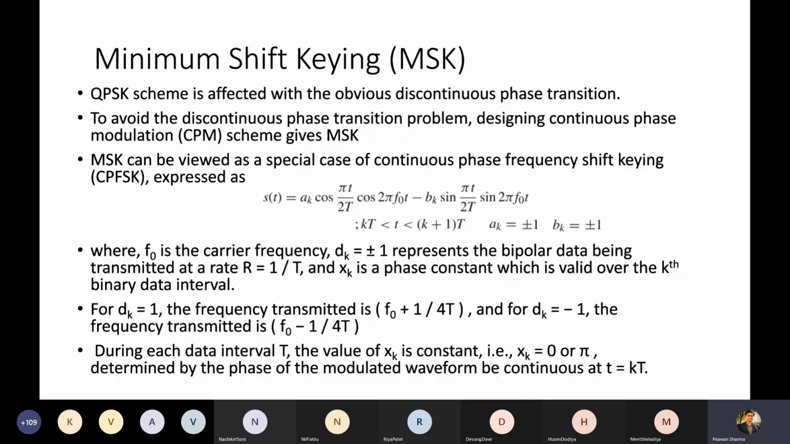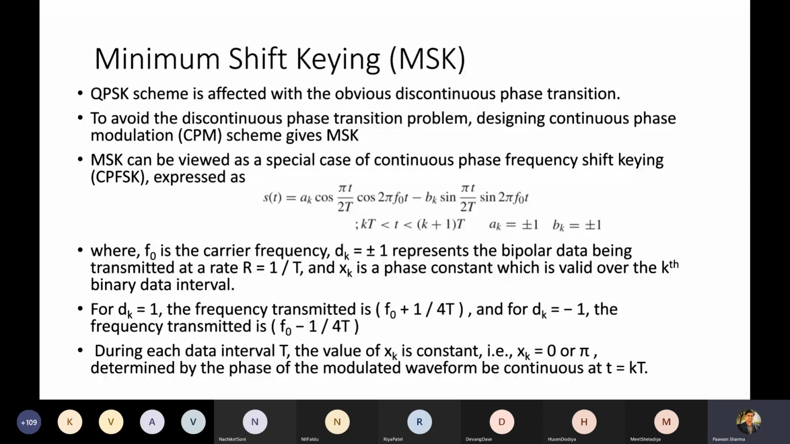There is something we call minimum shift keying or MSK. As we have seen, there are 4 phases in quadrature phase shift keying, and there are discontinuities in that. Sometimes plus 135, then suddenly plus 45, suddenly minus 45, then minus 135. So there are a lot of phase discontinuities in QPSK. To avoid discontinuity in the phase of QPSK, we need a continuous phase modulation scheme, and that is what we call minimum shift keying.